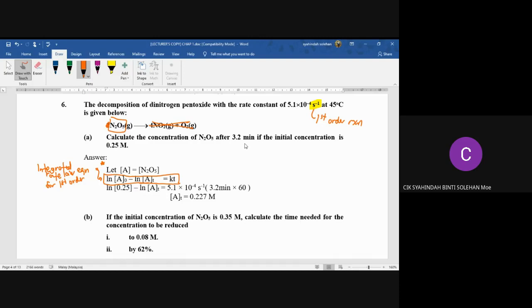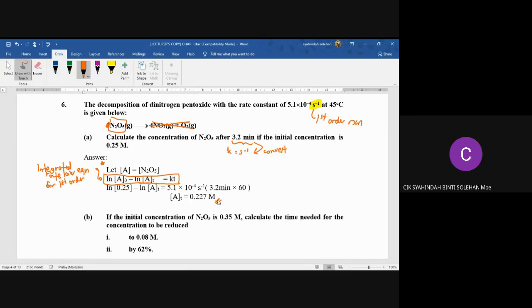And okay, dia bagi tahu time ni in minute. Tapi if you look at dia punya rate constant, time dibagi per second. So, apa yang you kena buat, you kena convert into second, okay. Sebab since that dia punya rate constant in per second, so you need to convert this 3.2 minute in second. So you kalikan je lah dengan 60. And after that, you akan jumpa lah concentration of N2O5 after 3.2 minutes ialah sebanyak 0.227 molar.